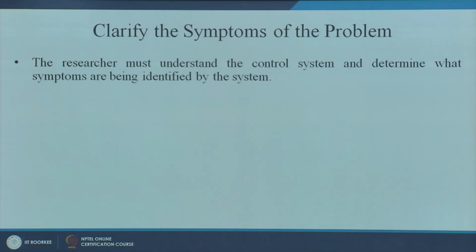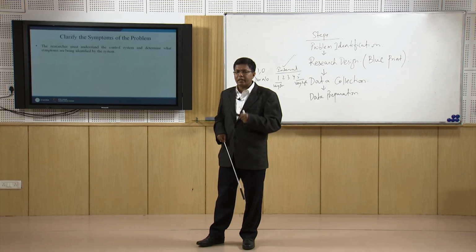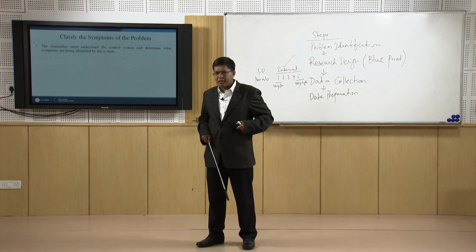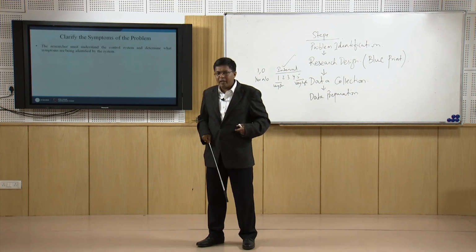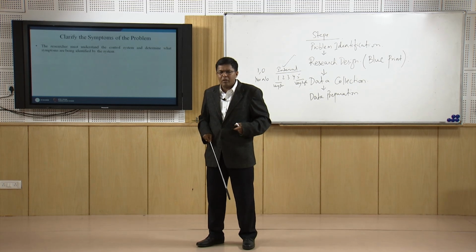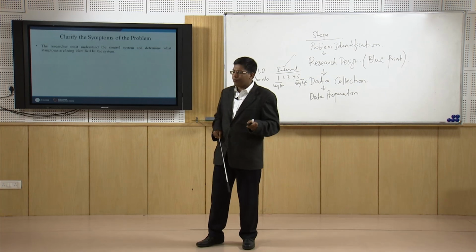A researcher must understand the control system and determine what symptoms are being identified by the system. Symptoms are sometimes very dangerous. I have a pain here, it does not mean I have a liver problem; it might be a kidney problem, or it might be just acidity. So, understanding a symptom and a problem are two different things, please be very clear.